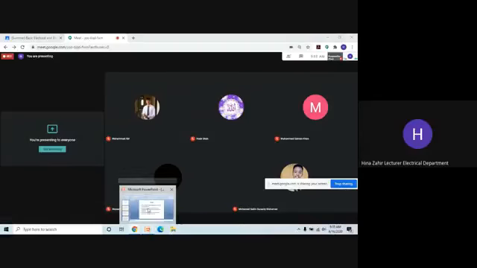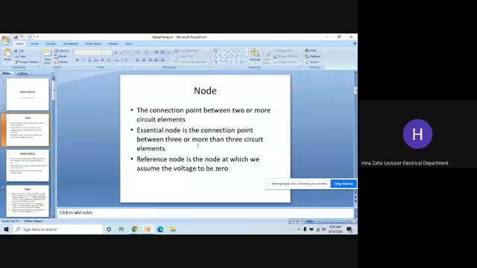Okay, let's talk about nodal analysis, or in some places it is also called the node voltage method. What is a node? It is the connection point between two or more circuit elements. But when we are doing our nodal analysis, we will only consider the node which is called an essential node, or in some places a primary node or important node: the node that is connected to three or more branches or circuit elements. We would talk about that node.